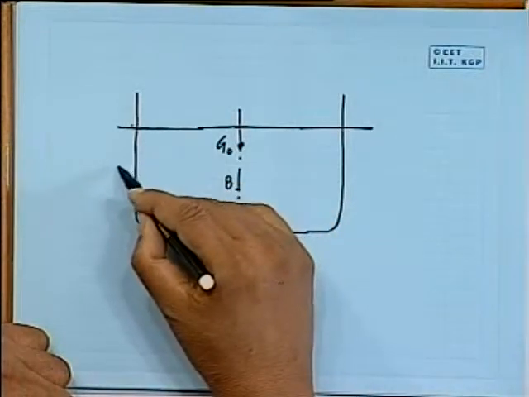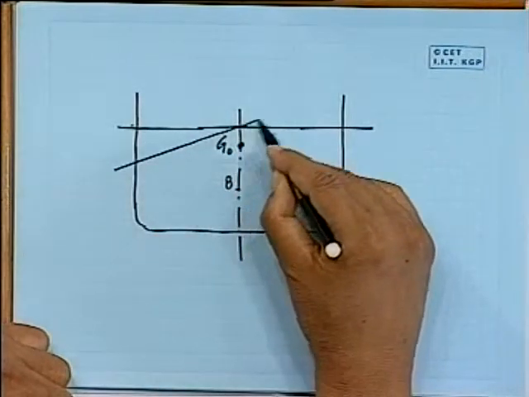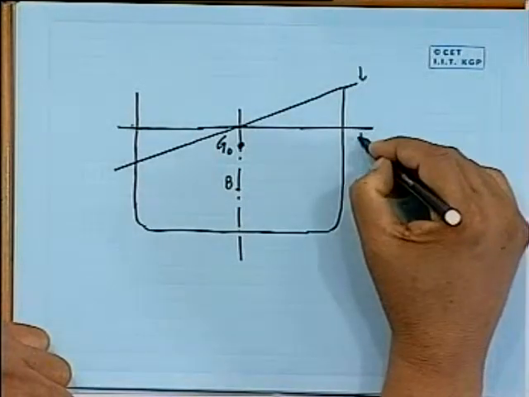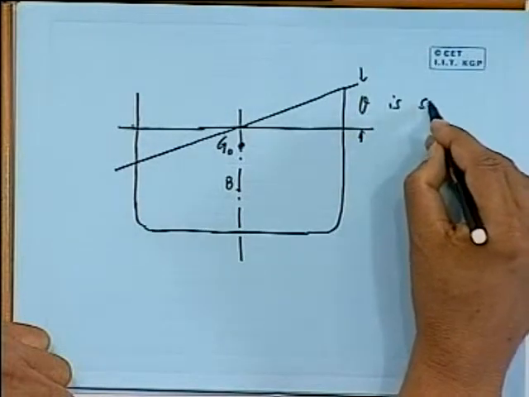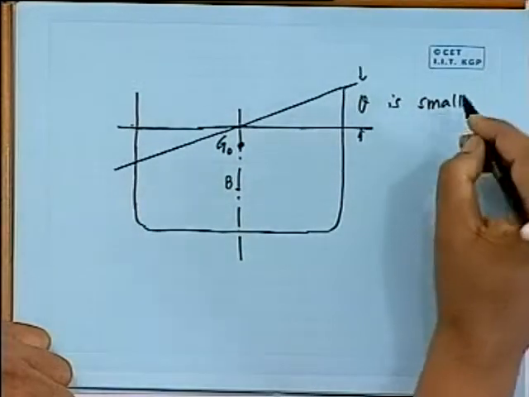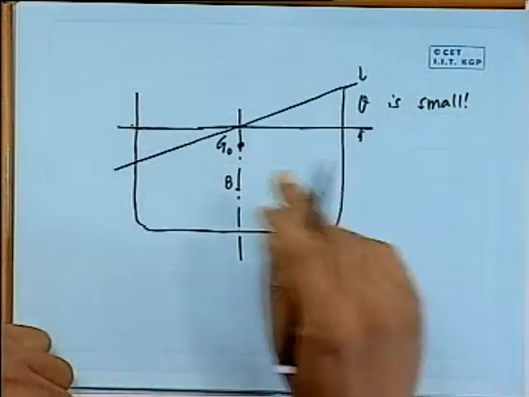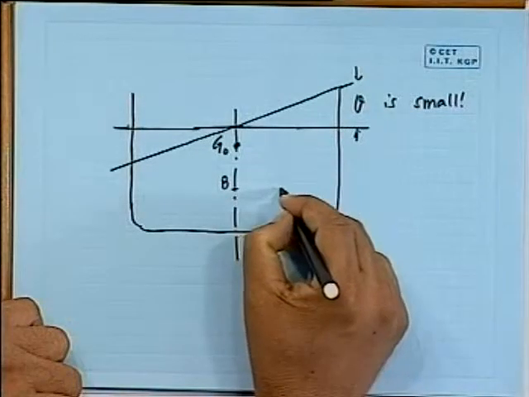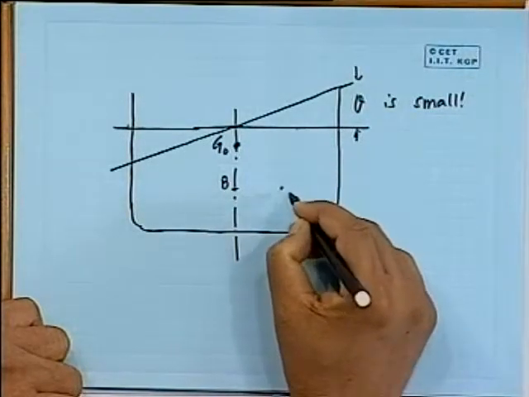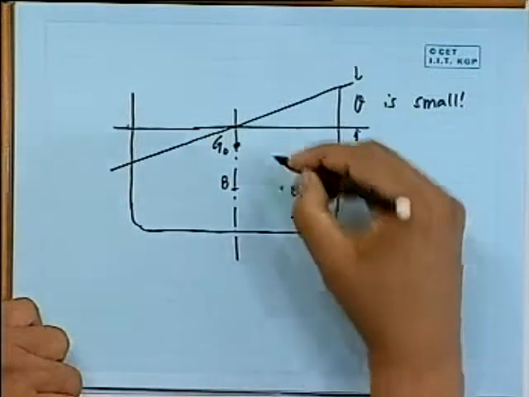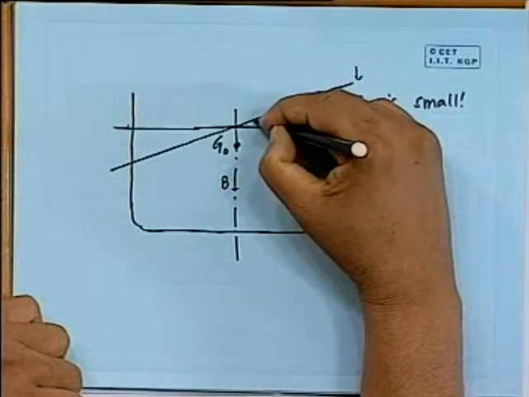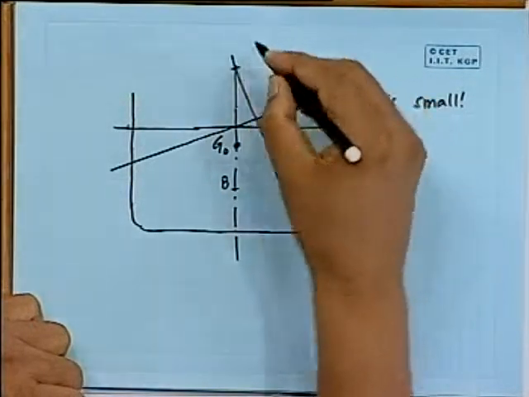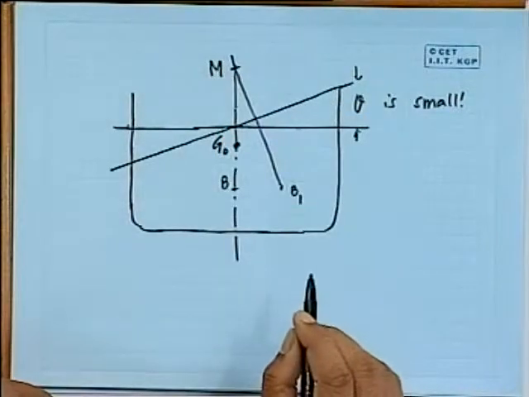Now the ship has tilted, once again a small angle, this is theta. We are dealing with small angles, but I am showing a large angle here. We know what has happened: this B has shifted to some position B1. It has not risen, but has shifted here. Then we drew the normal, which hits here, and this is my M. This is what we know.